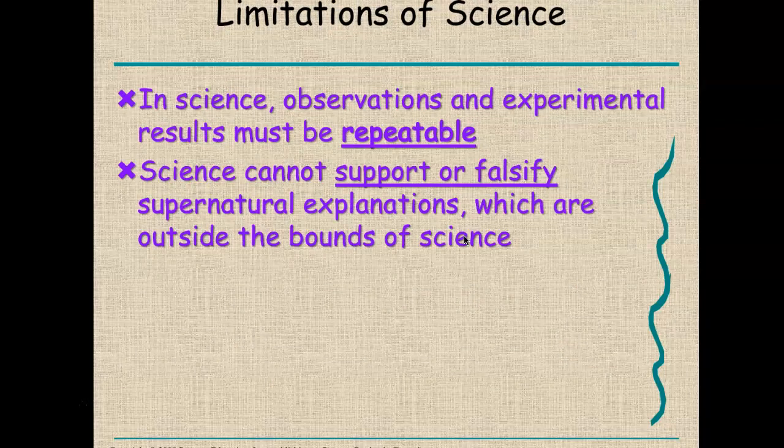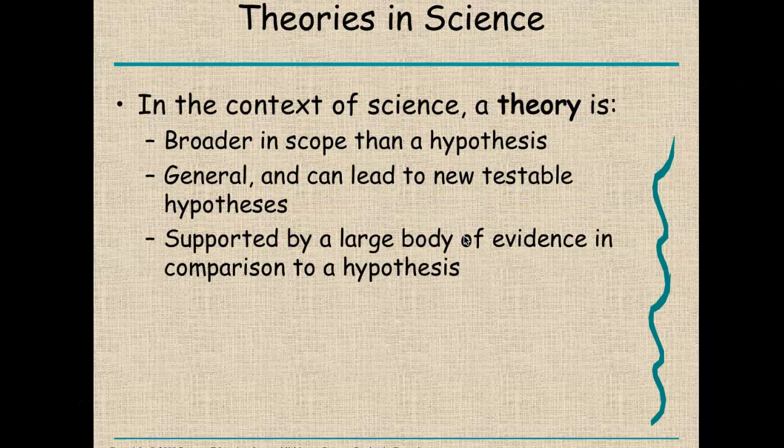There's limitations to science. In science, if you're going to do an experiment, it has to be repeatable. We can't talk about supernatural explanations, which are outside the bounds of science. In the context of science, a theory is something that's broad. It's broader than a hypothesis. It can lead to new testable hypotheses, and it can be supported by a large body of evidence in comparison to a hypothesis. So evolution would be an example of a theory.